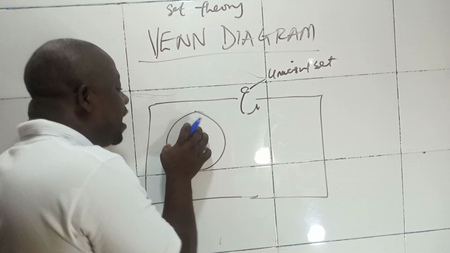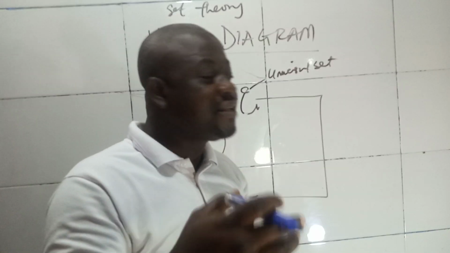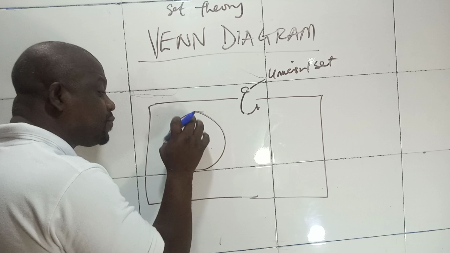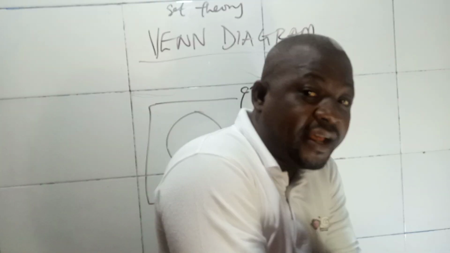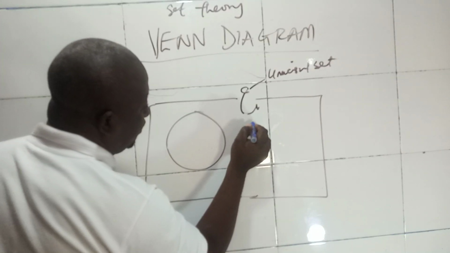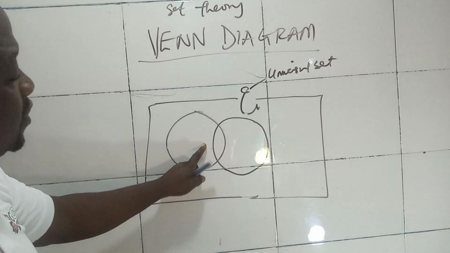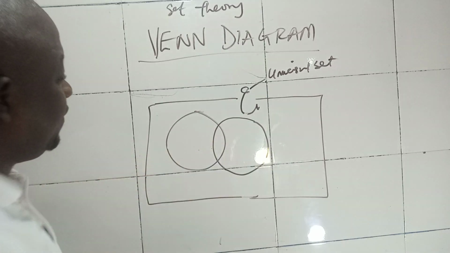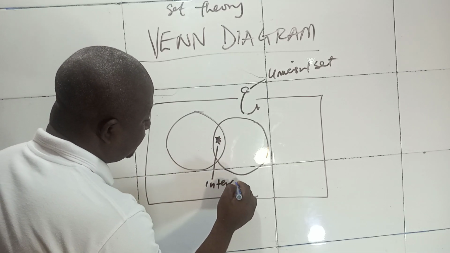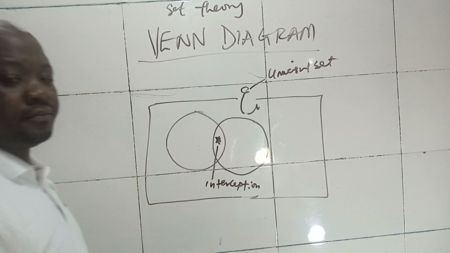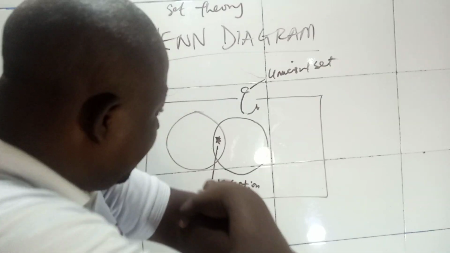In that sense, a circle stands for a subset. He now said that a circle can join with another circle, like we have here. If these circles join together, at this point is the point of intersection, because this is where they join, where they meet. It's called the point of intersection.